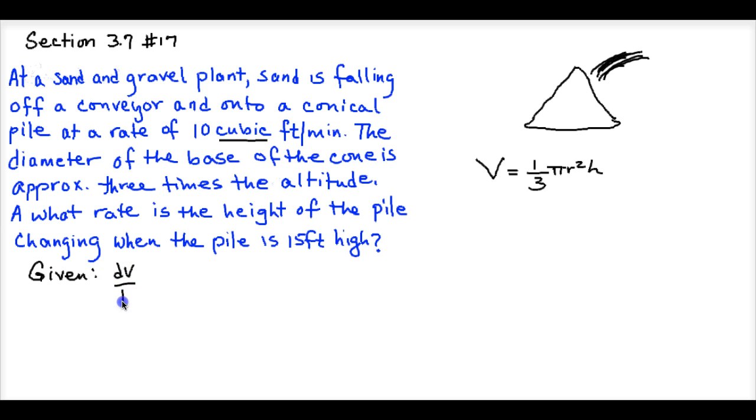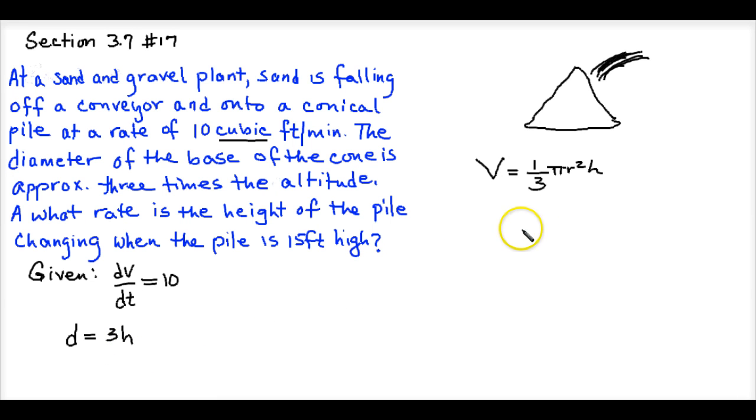dV over dt, the rate of change of the volume, is equal to 10 cubic feet per minute. And they also gave us that the diameter of the base of the cone is equal to 3 times the altitude, or 3 times the height. Altitude and height are the same thing. So D is equal to 3h.